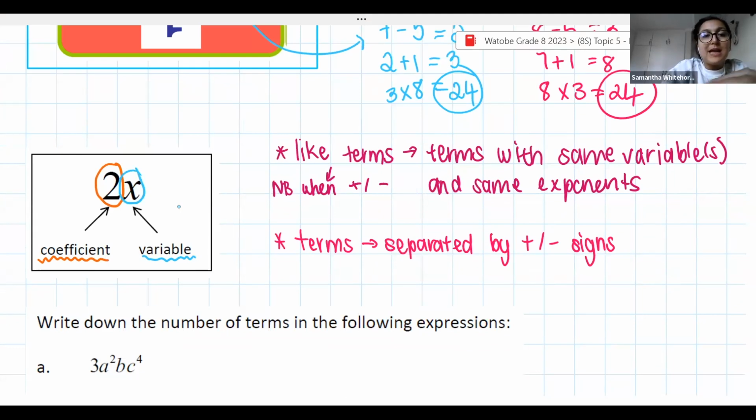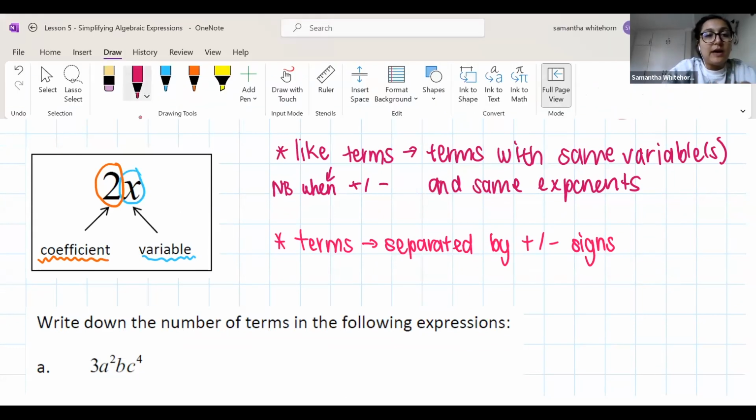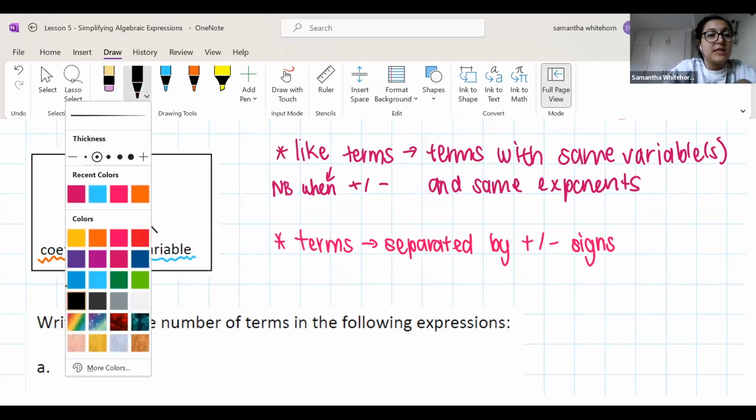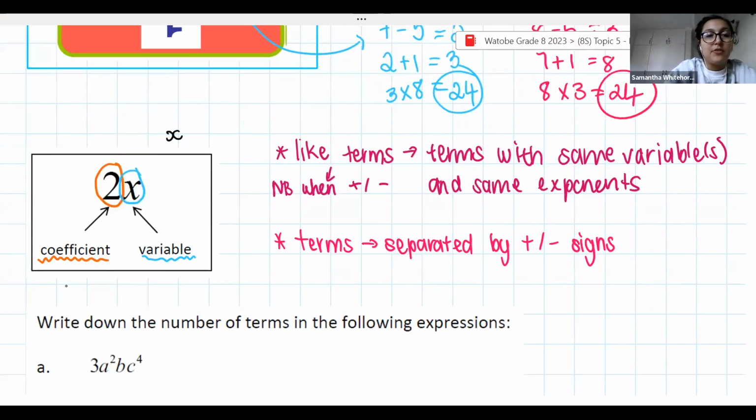Now, anytime you have got a variable, so even if you just had the variable x by itself, there is always a coefficient to it. So when we've got a letter sitting by itself, there is always a coefficient of positive 1 to that variable. And it's very important that we remember that both when we are adding or subtracting our like terms, but also when we start to multiply and divide our terms. And we're going to chat about this more as we go along.